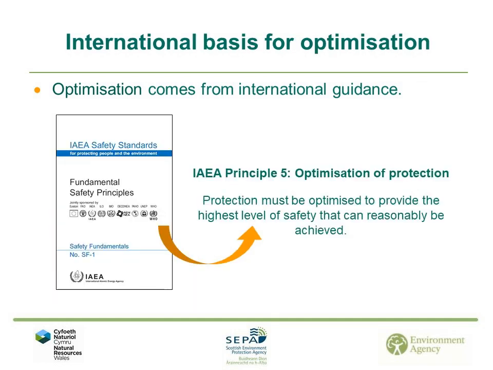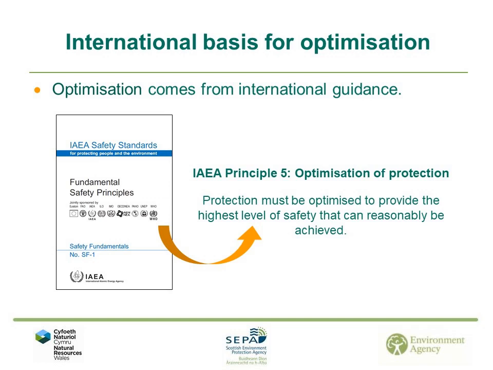International Basis for Optimization. The IAEA Safety Fundamentals establish a fundamental safety objective and 10 associated principles of protection and safety. The principles reflect an international consensus on what constitutes a high level of safety for protecting people and the environment from the harmful effects of ionizing radiation.